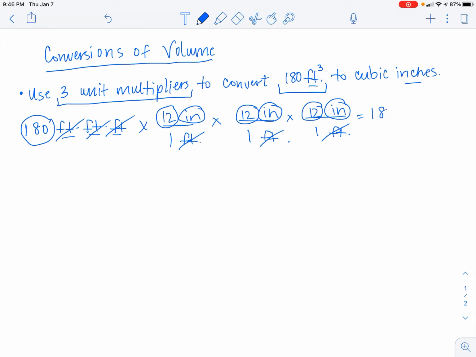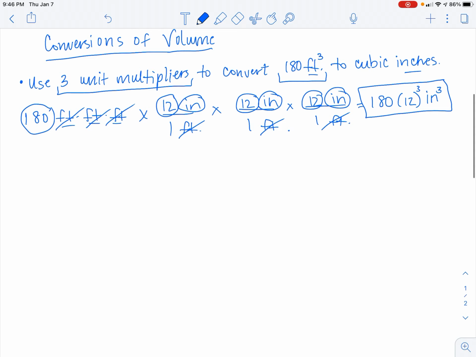So my final answer here would be 180. There's nothing in the denominator. We have 12, 3 of those. So we can just write 12 to the 3rd power inches cubed. Saxon says we can leave it right there. We don't even have to take the calculator to expand that out into a final answer. This can be used as our final answer. Okay, so hopefully that didn't seem too bad.